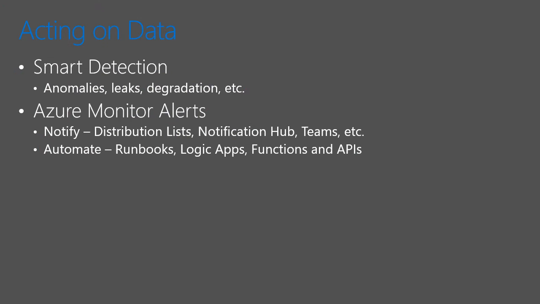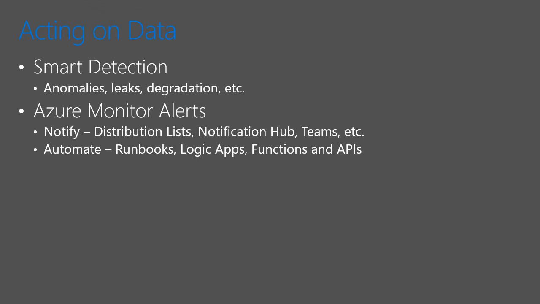Finally, on our journey from Azure Monitor, we're going to look at acting on data. So one of the benefits of using Azure Monitor and Azure Application Insights is that, especially Application Insights has this smart detection piece to it. So you can train Application Insights to look for anomalies, so failure anomalies, performance anomalies, etc. It can look for memory leaks, can look for degradation of availability or services, for instance.